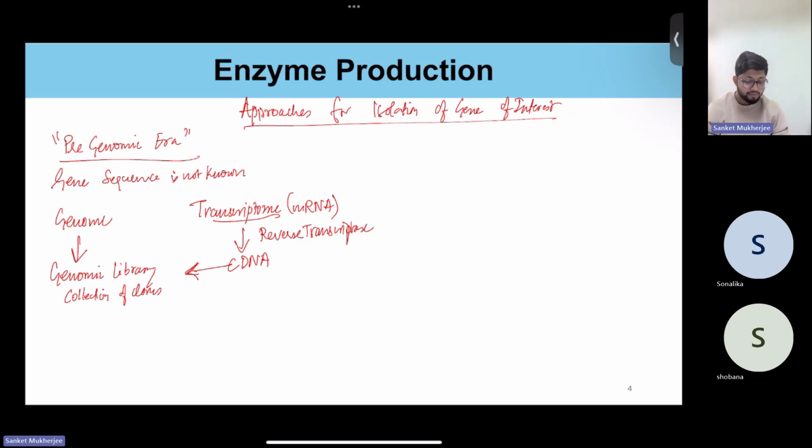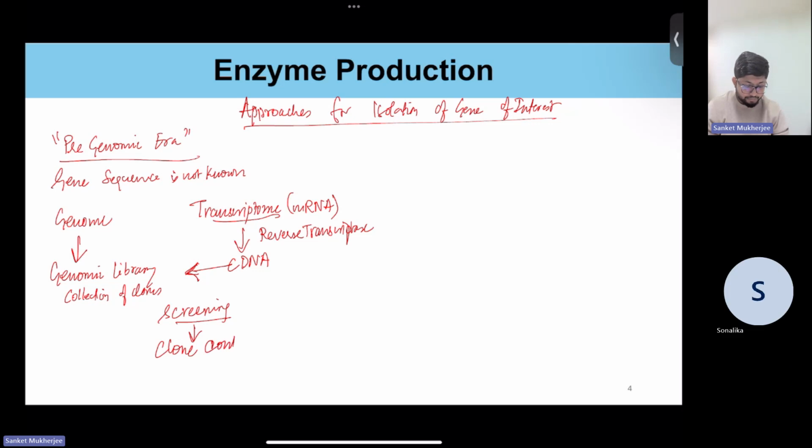So anyway, in whatever situation, you get a genomic library, after which you perform screening. So what happens in screening? You will isolate your screen, which will have the clone containing the fragment, and then you will get the positive clone, right?